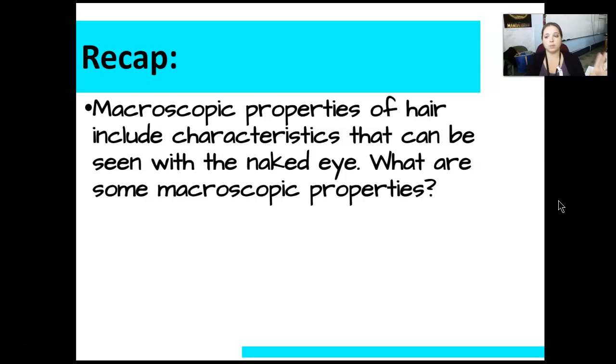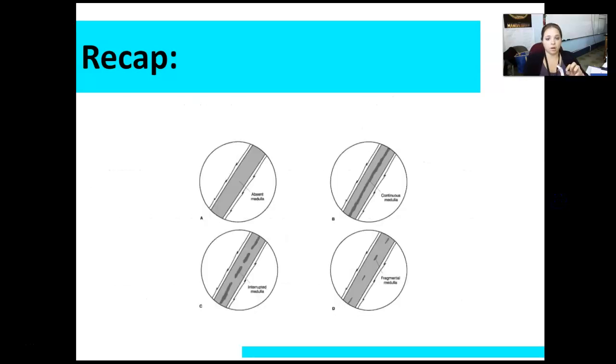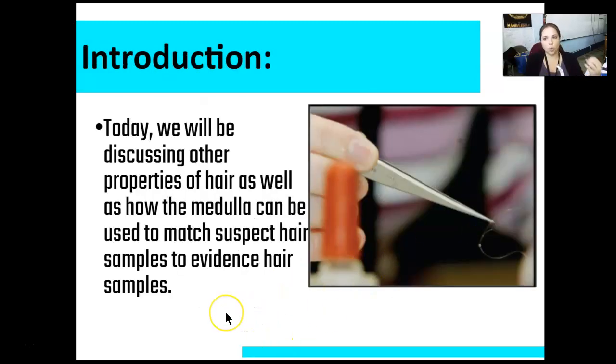Macroscopic properties. Anytime I say macroscopic, it means I can see it with my eyes. I have long, brown, straight hair. That's macroscopic. Whereas microscopic, you can only see under the microscope. That's the cortex, the medulla, and even the cuticle. All right. So there's 4 types of medullas. You've got absent, continuous, interrupted, and fragmental. All right, so what we're going to look at today is some more properties of hair and how they're used in forensics and forensics in general.